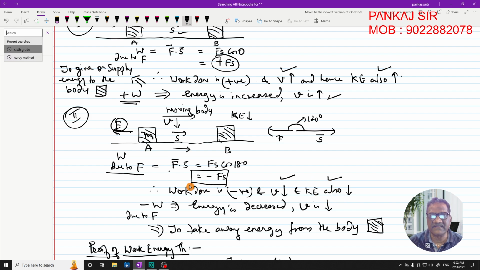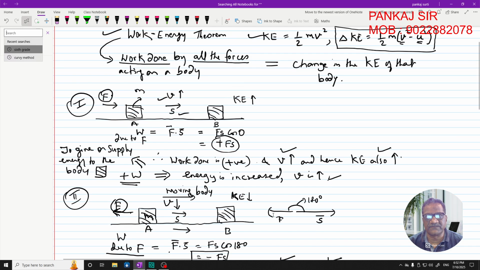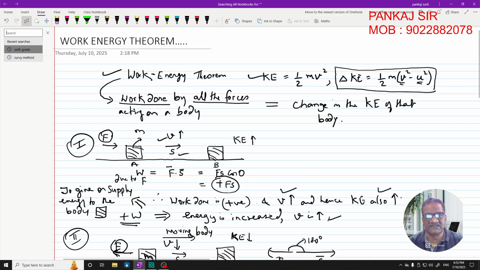So can you say that a negative work done is associated with a decrease in the kinetic energy? Yes. So negative work done is associated with a decrease in the energy and a decrease in the velocity as well, right? So this is the concept, this is the essence of something called the work energy theorem.